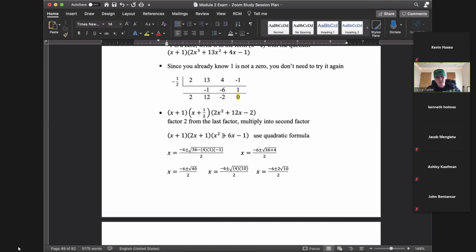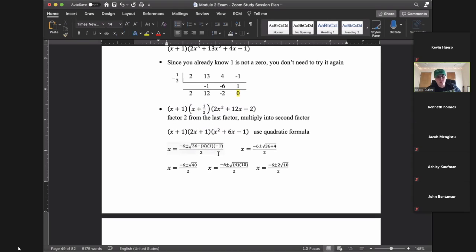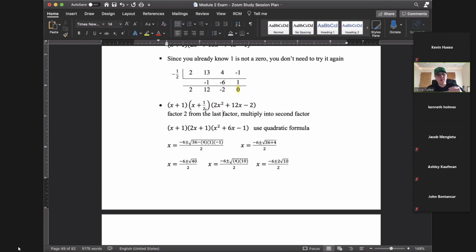This is only if you're trying to fully factor it. You can still find all the roots without doing that, because these two will actually have the same roots. This 2x squared plus 12x minus 2 has the same roots as this. So I wouldn't really pay too much attention to that. We probably won't be asked to factor out a 2 and then multiply it into the second factor, but just for the sake of keeping it equivalent and knowing how to actually fully factor it, that's why I did that.